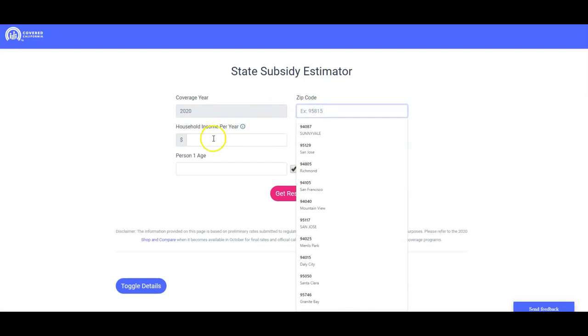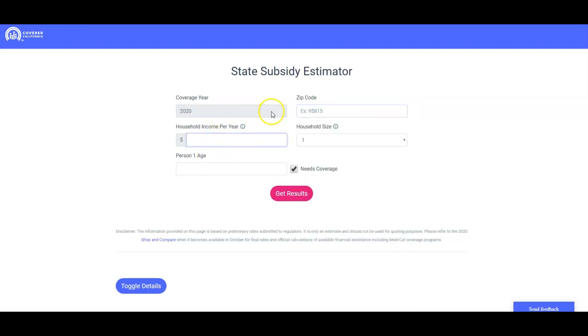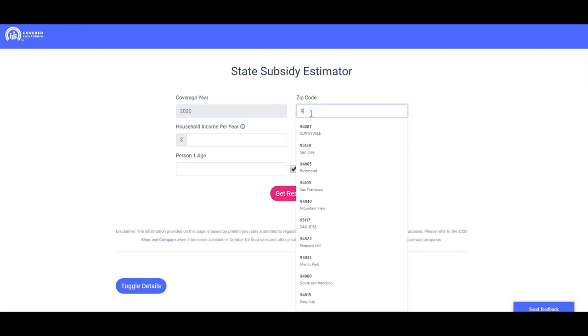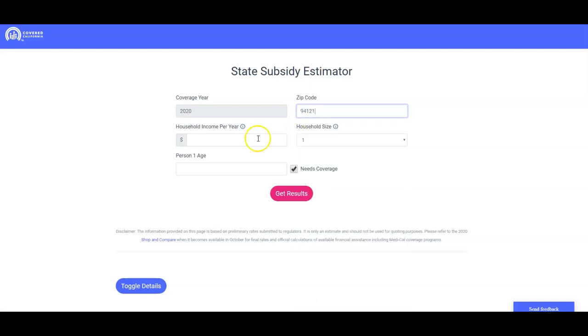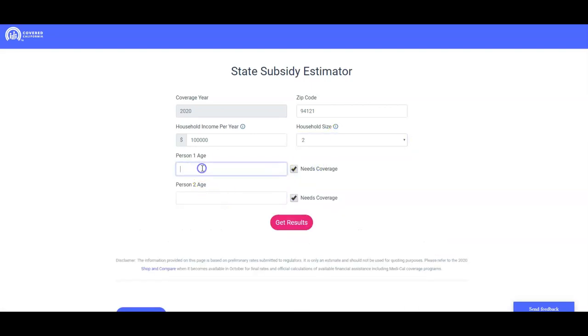Let's say that we have a couple living in San Francisco. Let's just say zip code 94121. That's the one I remembered. And let's say that the income for this couple is $100,000, $100K per year. So let's just say that it's a household of two. Both of them are 30 years old, for example, right? So let's just see the results. Again, we are looking at next year, 2020.